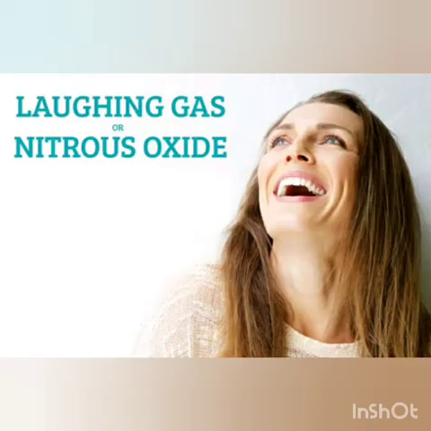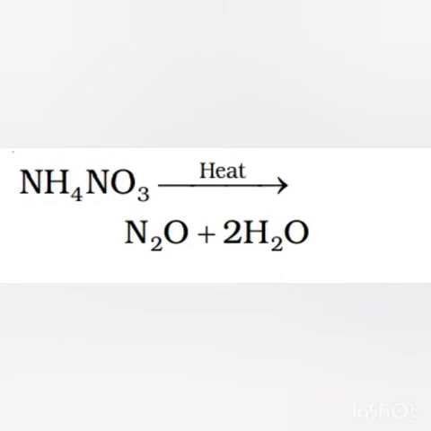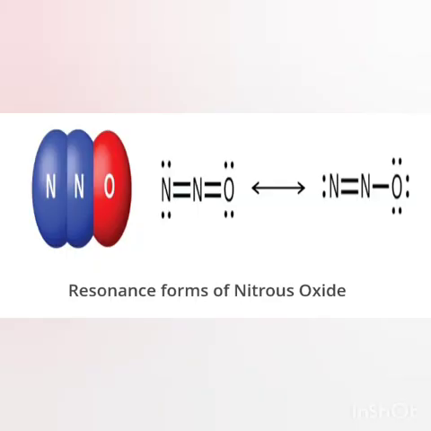It is generally prepared by warming ammonium nitrate slowly to about 240 degrees Celsius. It is a gas which is generally soluble in icy water and very slightly soluble in boiling hot water. You know, nitrous oxide is a neutral oxide.